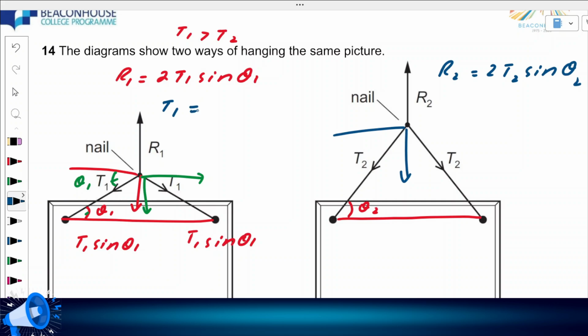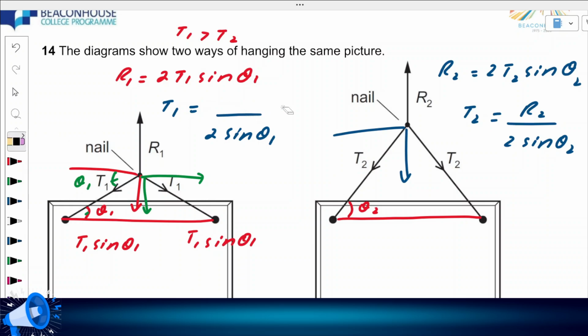Then T1 equals R1 divided by 2 sine theta 1, and T2 equals R2 divided by 2 sine theta 2. So R equals the weight. So everything else is constant. So if I increase the angle theta, then T1 should decrease. They are in the denominator. If I increase the angle theta, then T1 would decrease.